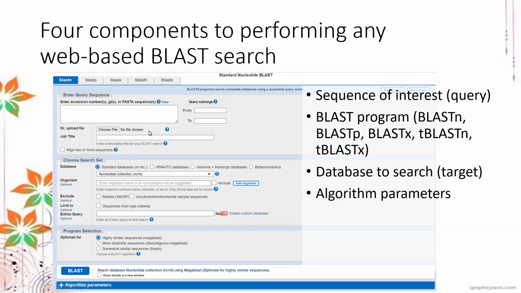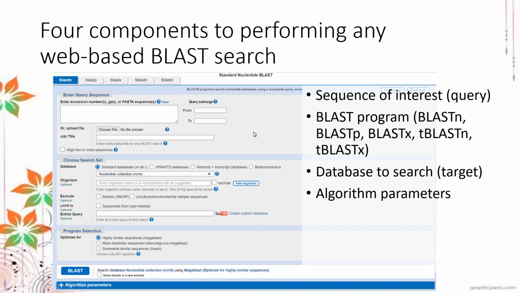You can put a job title. If you use an accession number and you don't want the whole sequence to be analyzed, you can just specify the subrange for the query.